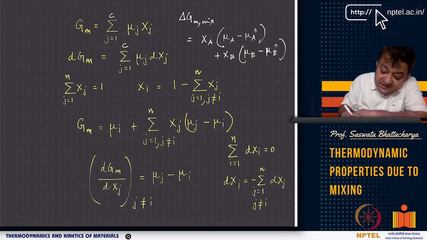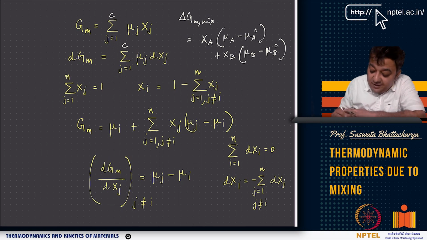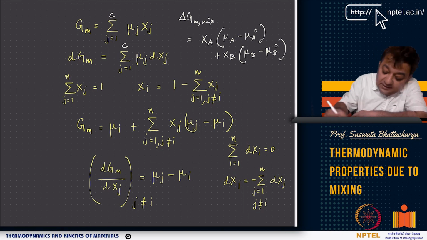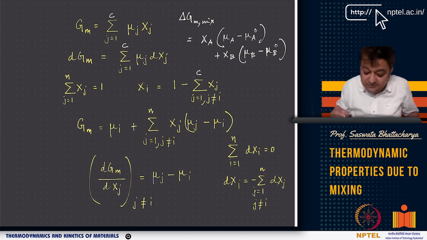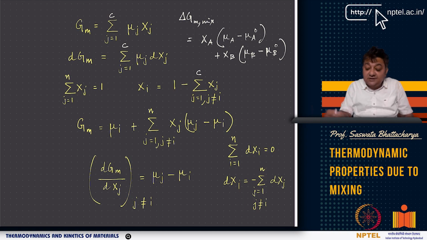So dGm, as you know, is mu j dxj, because the other part is basically 0 because of the Gibbs relation: xj d mu j is 0. Now dGm is mu j dxj, and the summation of xj equals 1. So xi is 1 minus the summation of xj, where j equals 1 to C and j is not equal to i. Obviously it cannot be equal to i. So 1 minus the summation of all the other xj's.